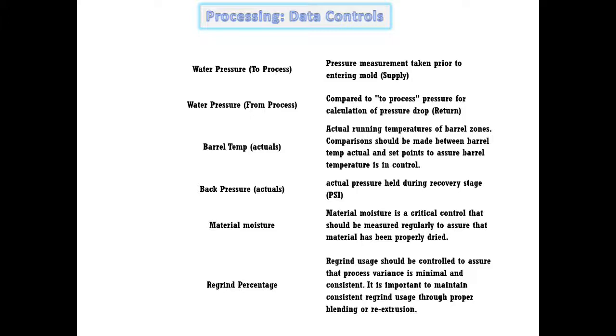In addition, you're going to look at your material moisture. Quite often, one of the first things I would check if I had a splay condition, and it was a full-out splay condition, not all over the part, is to measure my material moisture to make sure the material's been properly dried. Something else that's important as far as data control is your regrind percentage. You want to control regrind usage to assure the process variance is minimal and consistent, and it's important to maintain your regrind usage through proper blending or re-extrusion.